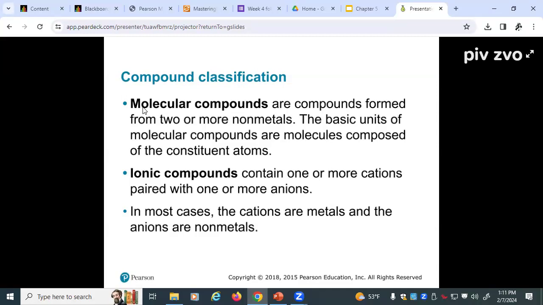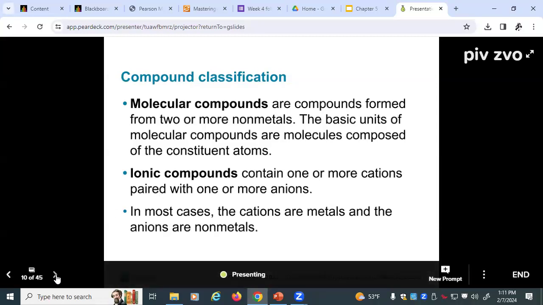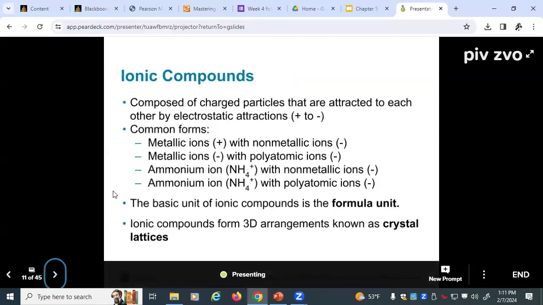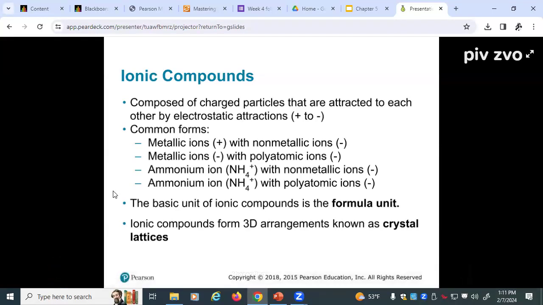Now, the primary purpose of today is to focus exclusively on ionic compounds. Of the naming systems that exist, the ion nomenclature system is probably the most difficult because it's the most diverse.